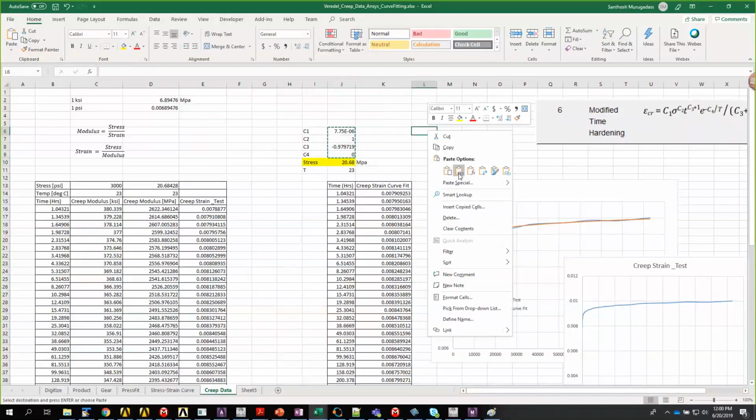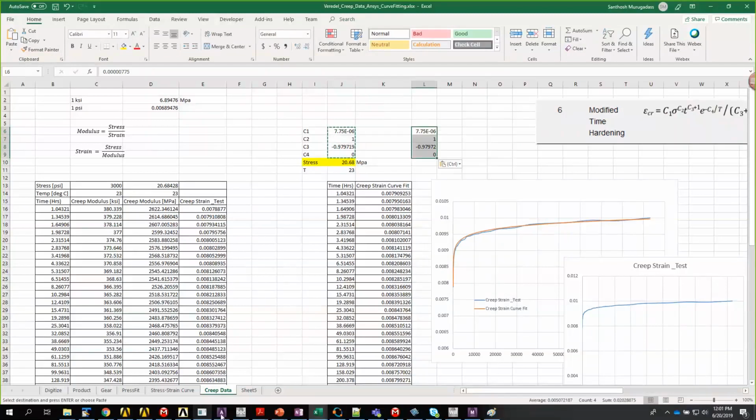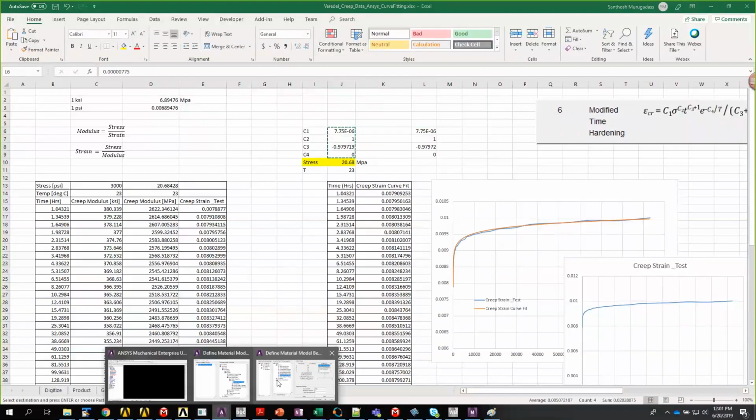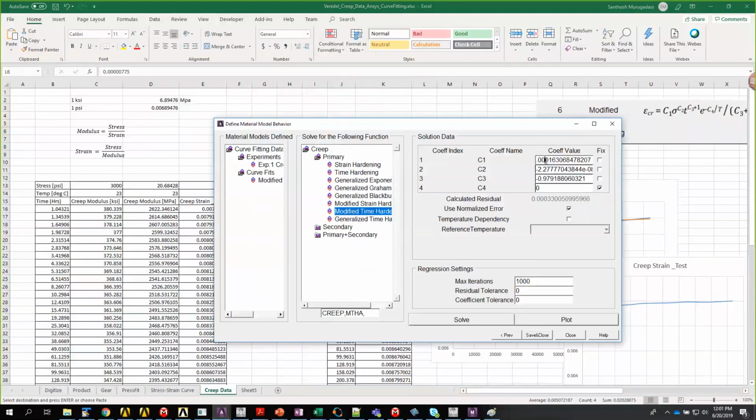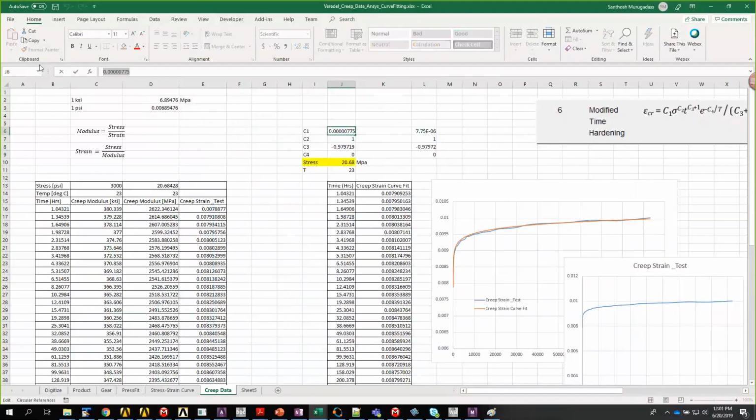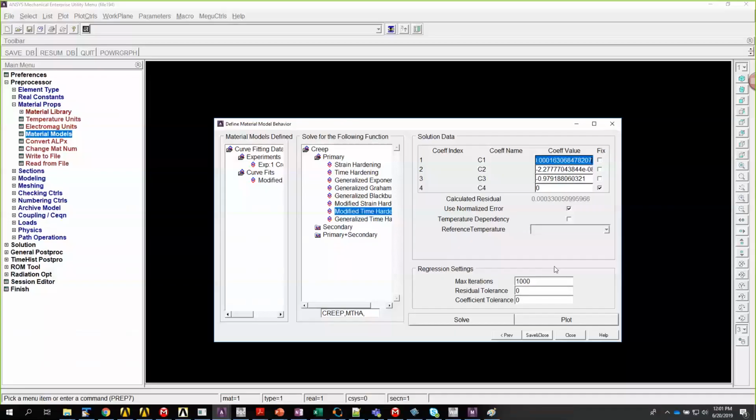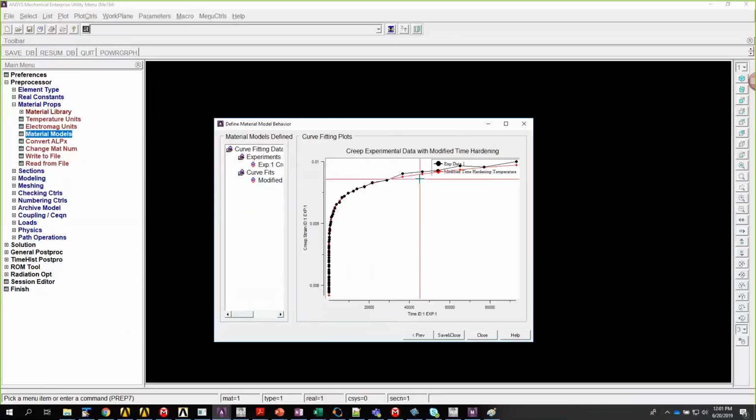We keep this aside. Let me bring this data. Okay, let me do one thing. Now we can go and plot this graph. You can see this is the experimental data and modified. They match well, and they are very nice. From this way also we can do that.